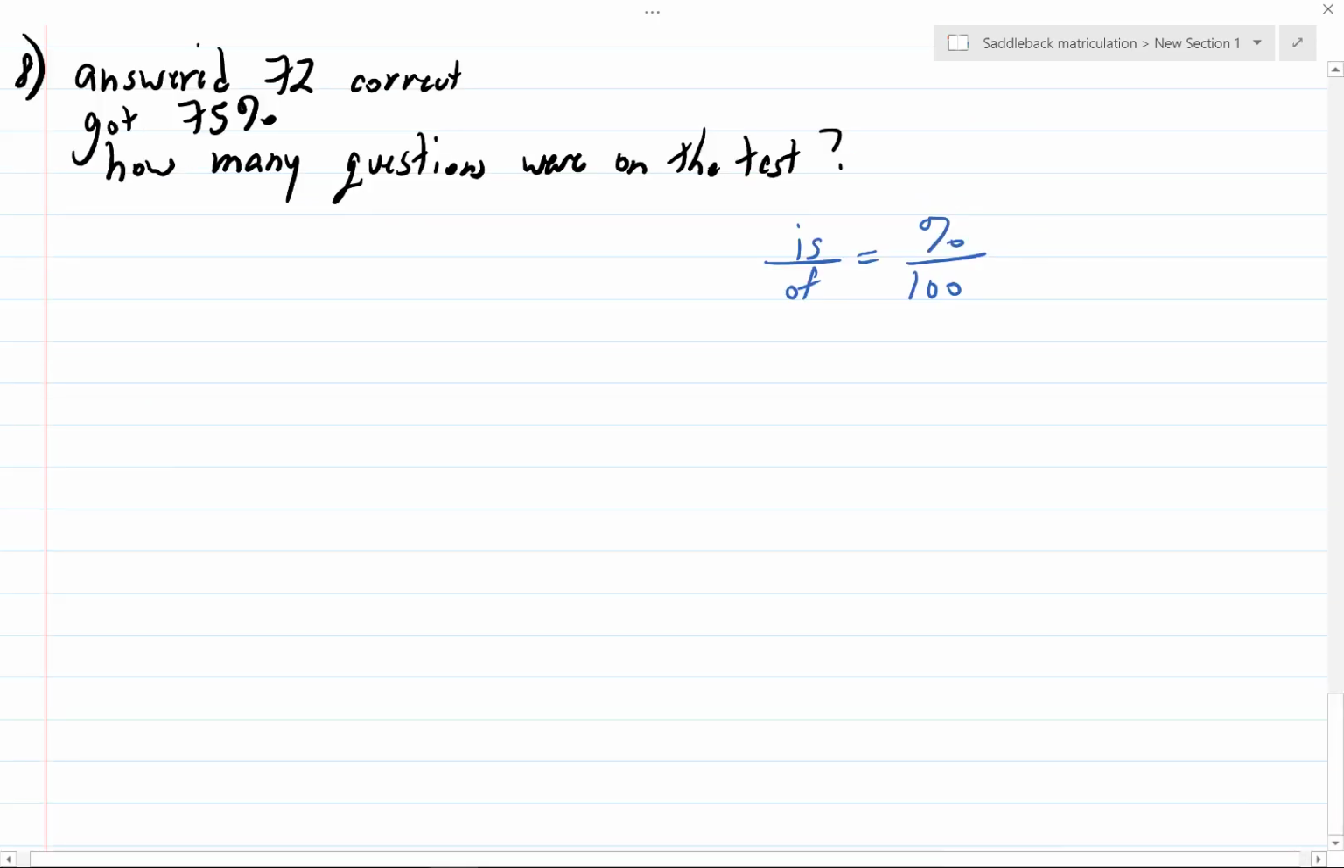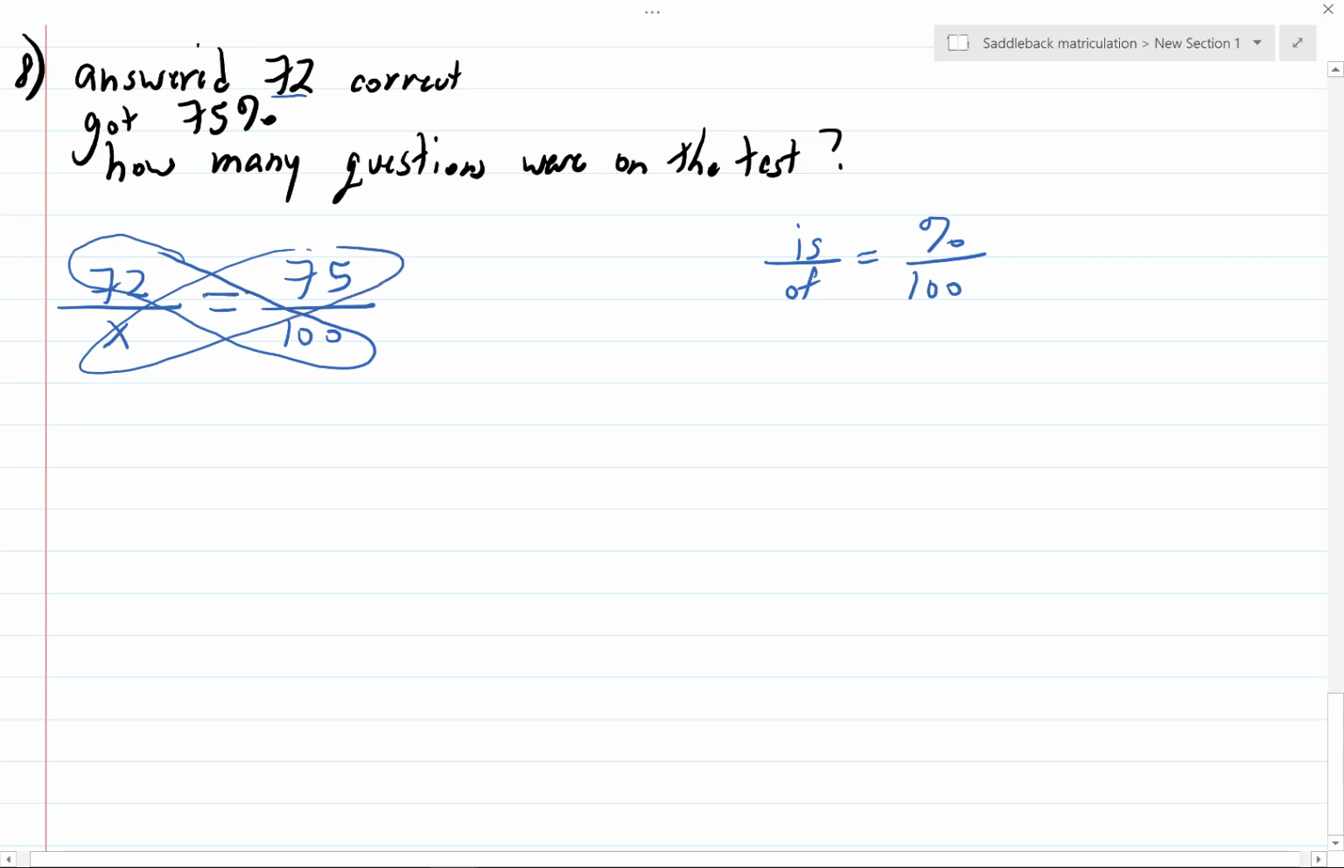So lots of ways of attacking this one. You could say that you got 72 out of you don't know how many, and that's going to be 75%, which is 75 out of 100. So kind of the is over of equals percent over 100. 72 is some percent of x. And then you can solve this however you'd like.